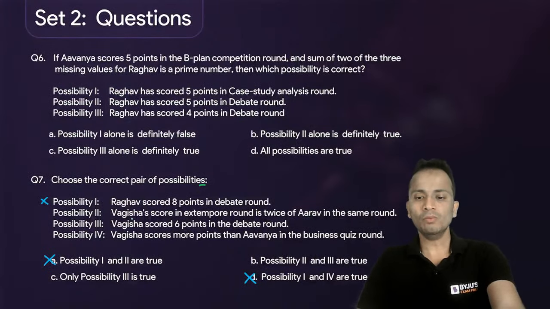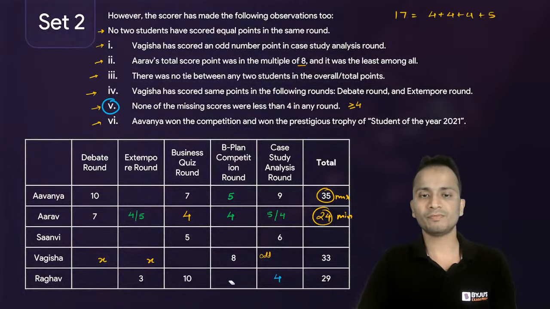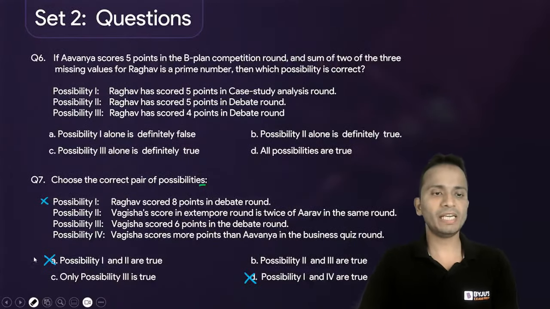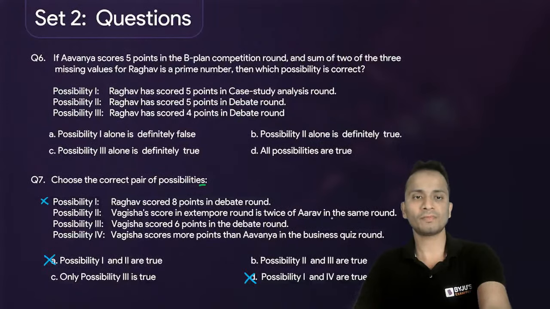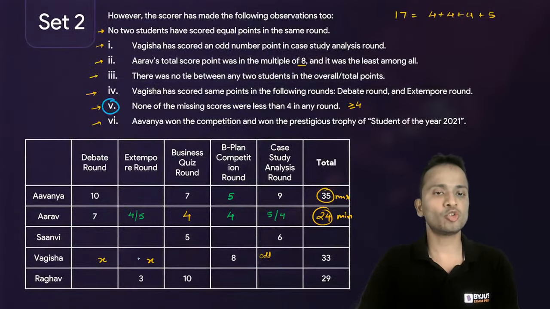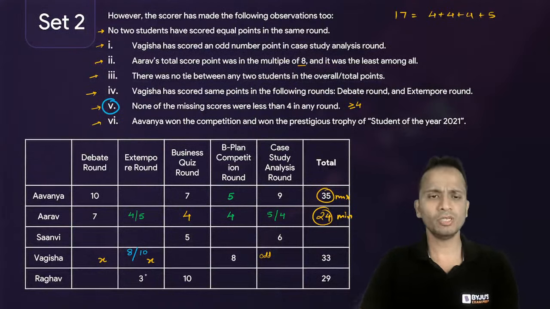Now possibility number 2, let's move back and remove whatever I have written here for Raghav. Possibility number 2, Vagisha's score in extempore round is twice of Arnav in the same round. So that means Vagisha will either score 8 or 10 in this round. So let's assume that Vagisha scores 8 in this round. So if this is 8, this is also 8.